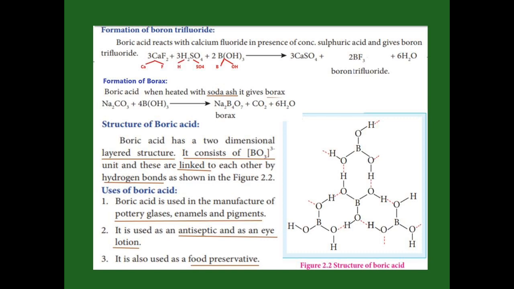Uses of boric acid. Boric acid is used in the manufacture of pottery, glasses, enamels and pigment, and it is used in antiseptic and dye lotion, and also as a food preservative. These are all asked in one-word as well as in 3-mark questions. Uses of boric acid.